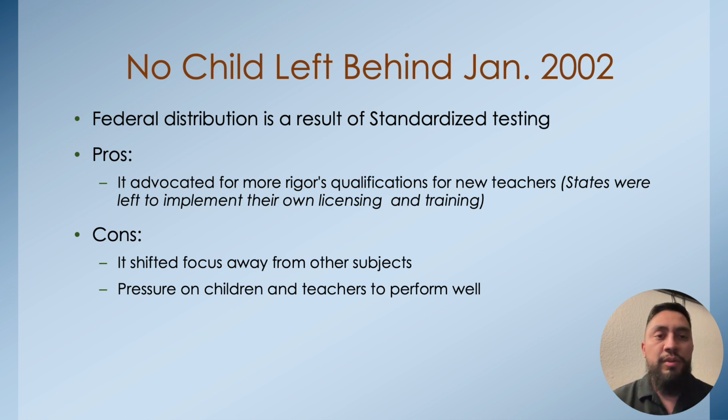In January of 2002, the Bush administration rolled out the No Child Left Behind Act. Compared to the New Deal, we saw big government in education with the No Child Left Behind Act. For example, federal distribution was a direct result of standardized testing throughout our education system. Some pros of the No Child Left Behind Act was that it advocated for more rigorous qualifications for new teachers. Some limitations were that, as there was large government oversight, it led to disputes on whether education control should be handled at the state, local, or federal level. Additionally, it shifted focus away from other subjects and put pressure on children and teachers to perform well.